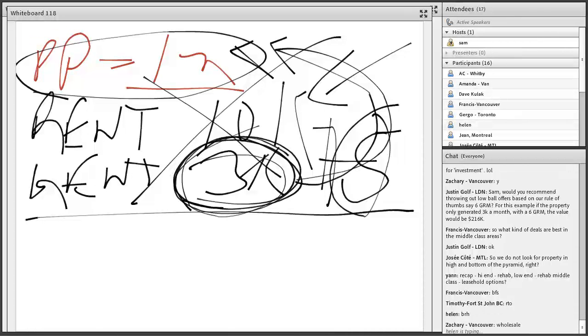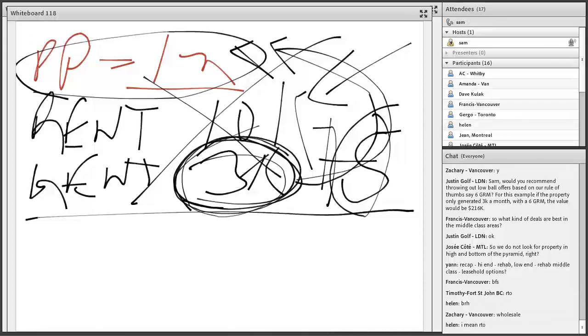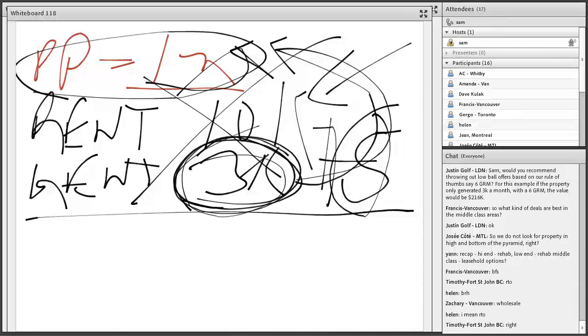Rent to own, Timothy, at 3K would be tough. If it was like 7 or 5, maybe. But 3K, it would be too low. Buy, rent, and hold. How would that be tough? We don't want to hold this. Think capital gains. Think capital gains.